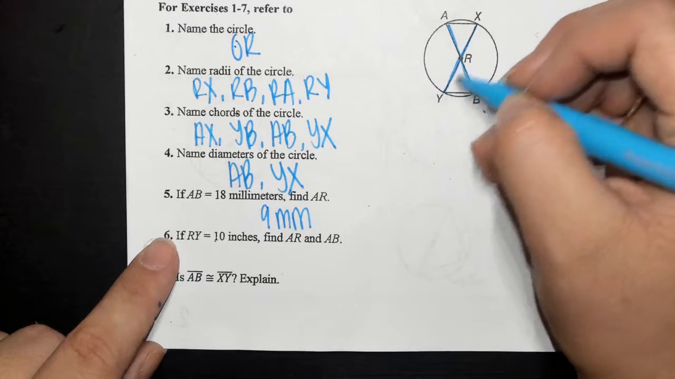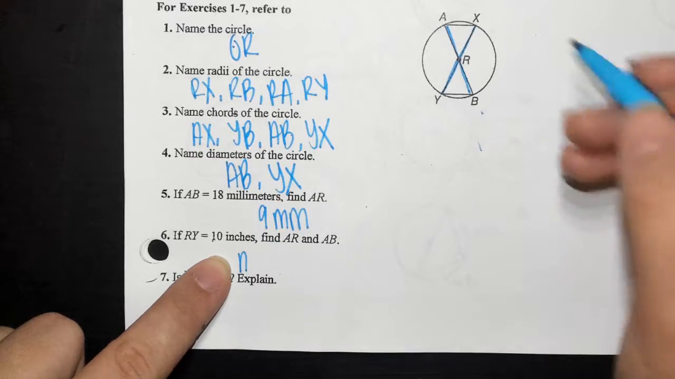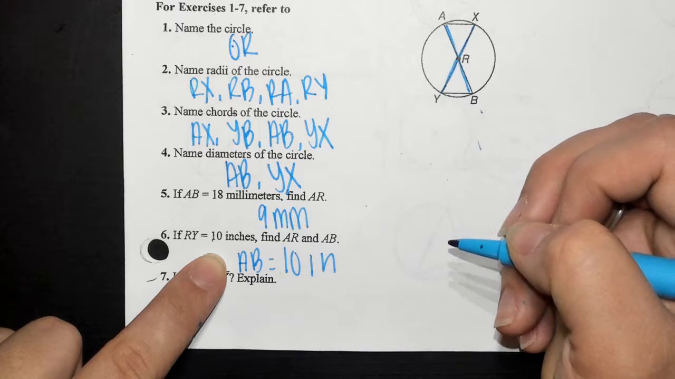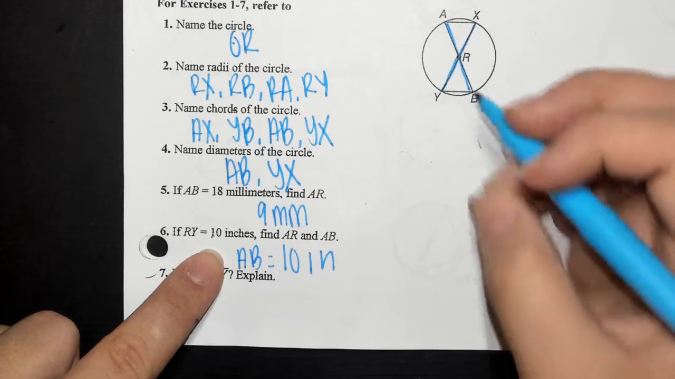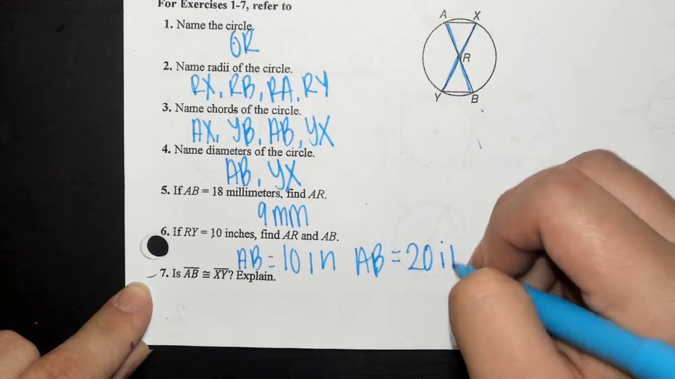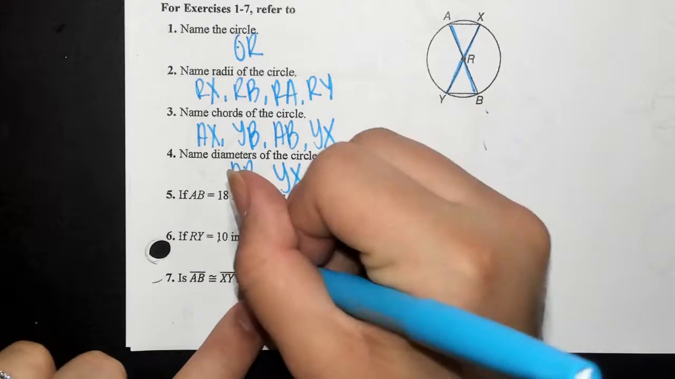Malachi, if RY, this one right here, is 10, what is AR? 10. And what's AB? 20. Very good. Because AB is just another radius. So if one radius is 10, then all of the radii are 10. And then all the diameters, which is AB, would be 20 inches. Is AB congruent to XY? What do y'all think? Are the diameters congruent? Absolutely. And all the radii congruent? Yes. You just said AB's 10 and AB's 20. Did I write that backwards? I meant AR right here.